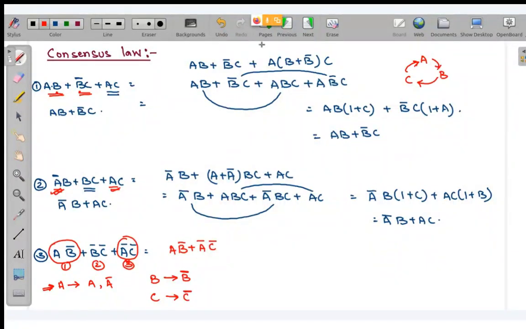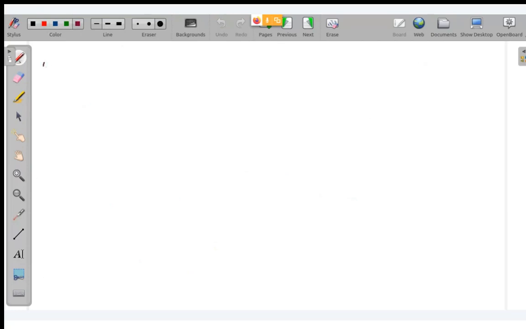Clear to everyone? Okay, last example. Now tell me. So second and third term. Okay, just a minute. Yeah, so second and third term. Why are you telling second and third term? Yeah, second and third term.